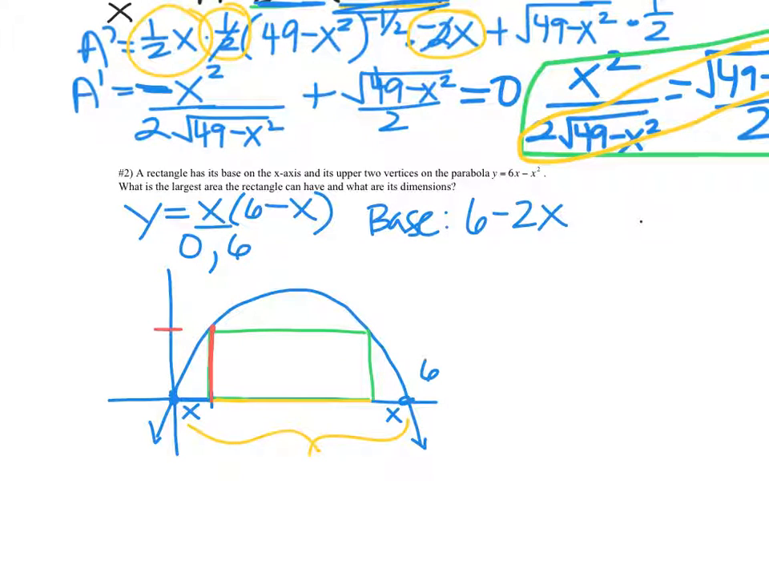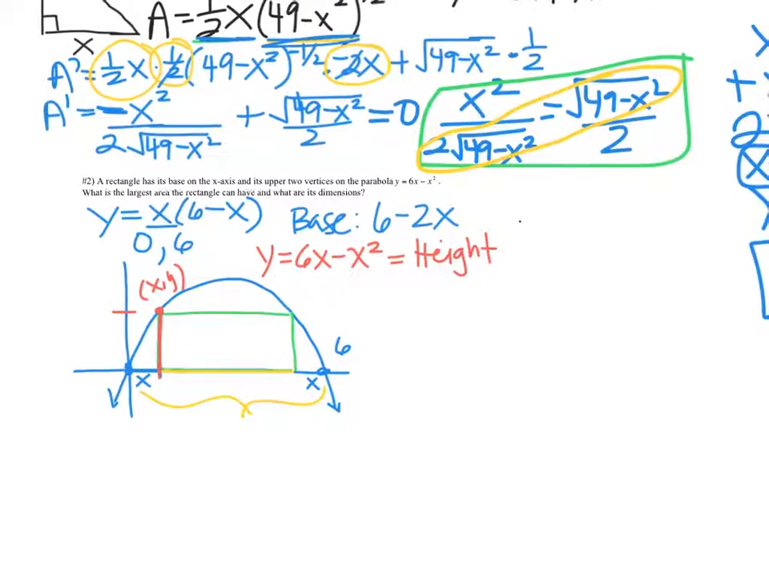Well, this is where x is, exactly x. This is the point (x, y), and it's on this parabola. And on the parabola, when the point is (x, y), that means that y is 6x minus x squared, and that would be the height. So now we have our height, we have our base, and we can come up with the area function.